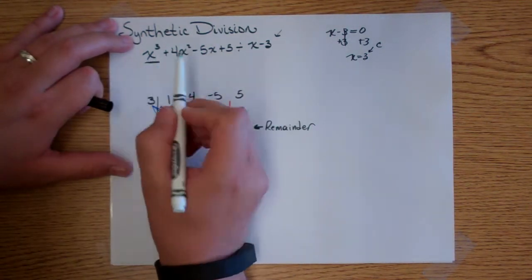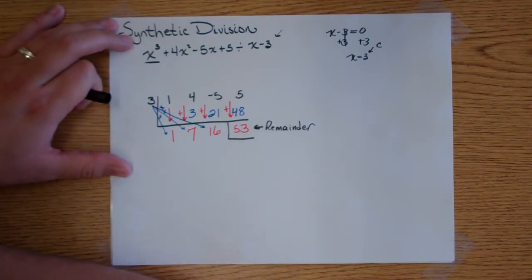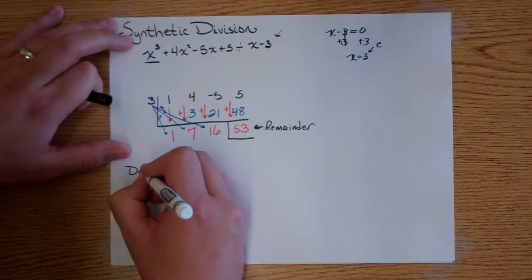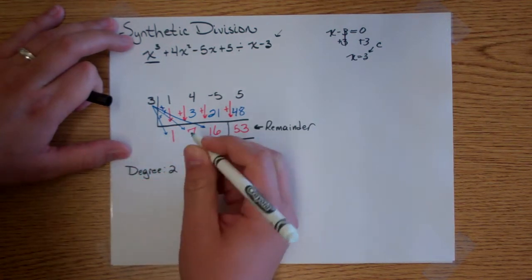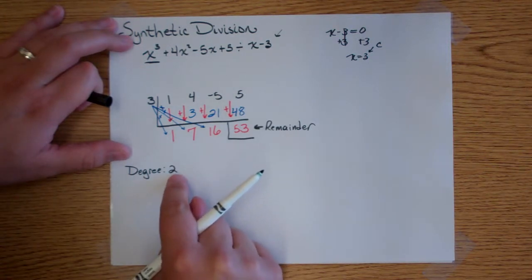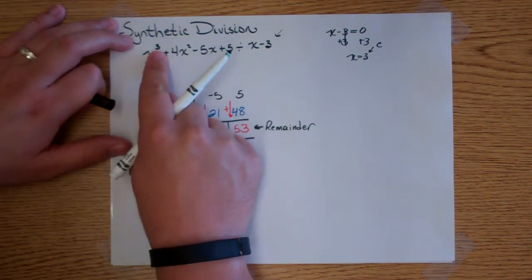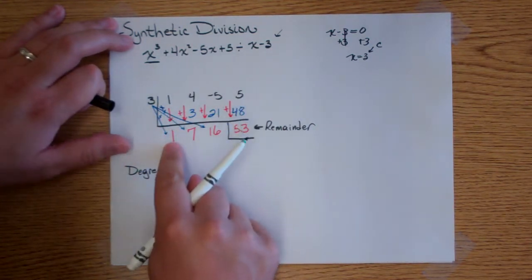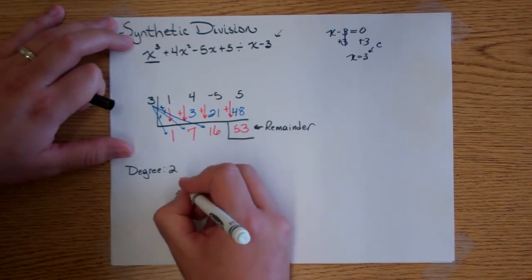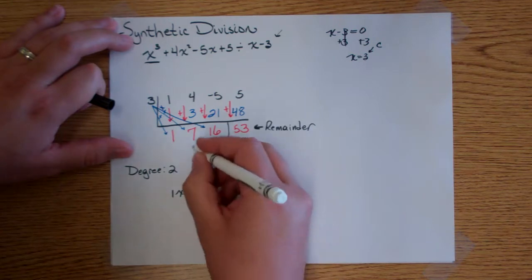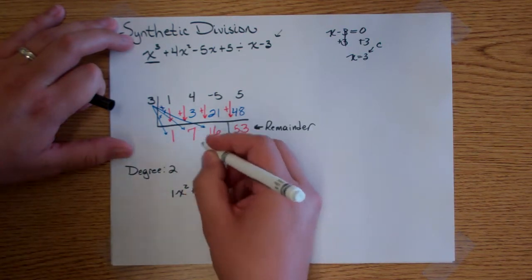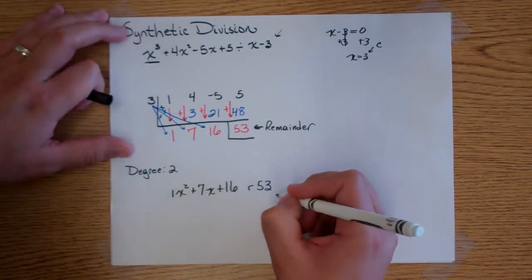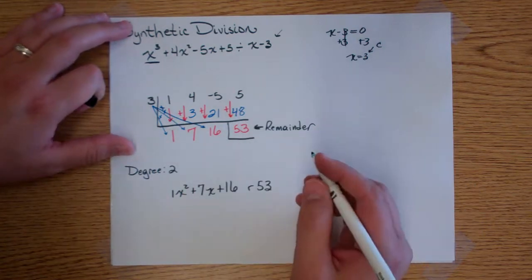Now, we started with a polynomial of degree 3. So that means our answer is going to be of degree 2, because your answer is always 1 degree less than what you started with. We started with 3rd degree. This is going to be 2nd degree. And this is simply your highest exponent term. So it's 1x squared plus 7x to the first, or just 7x, plus 16 with a remainder of 53. Okay, you don't really have to write R53, I just did that.